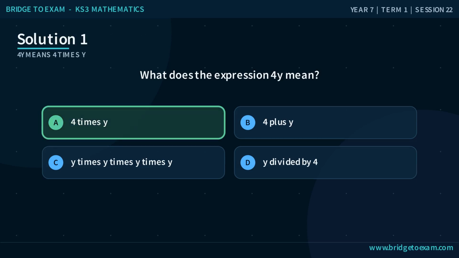Option A is correct. 4 times y. A number written directly before a letter means multiply. 4y is 4 times y.